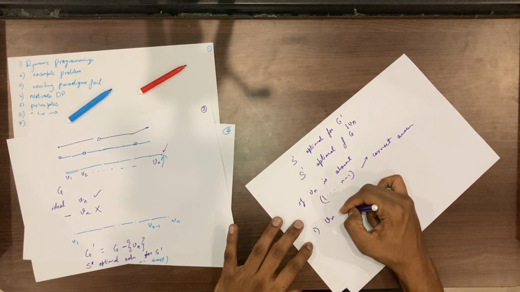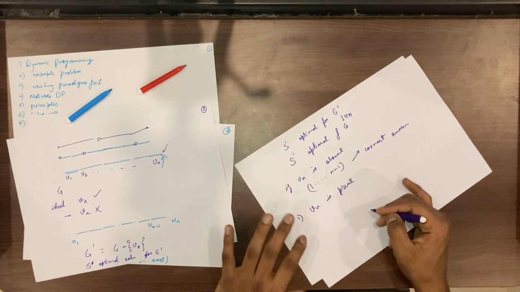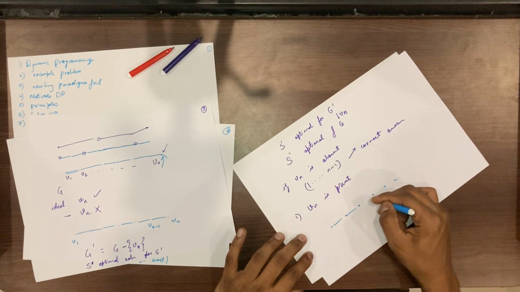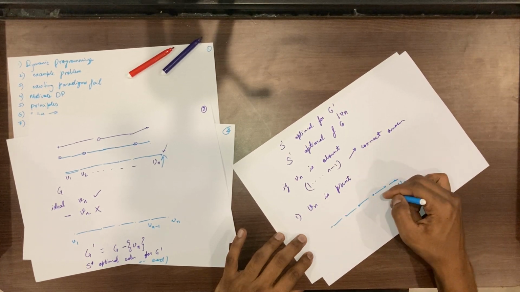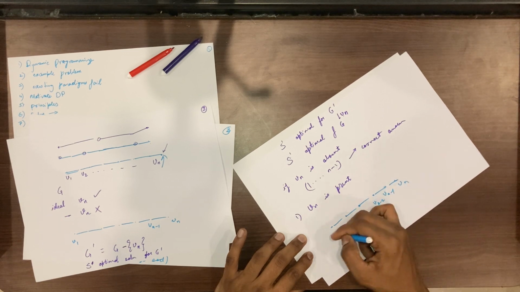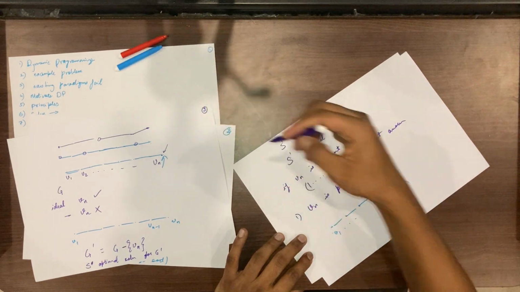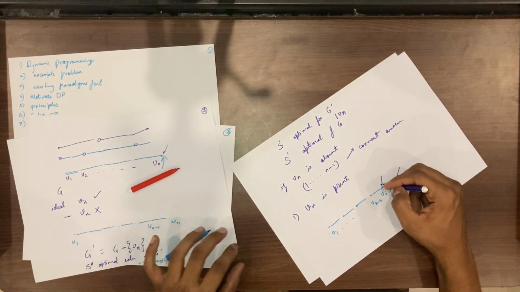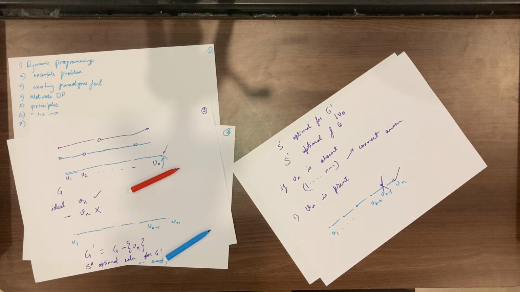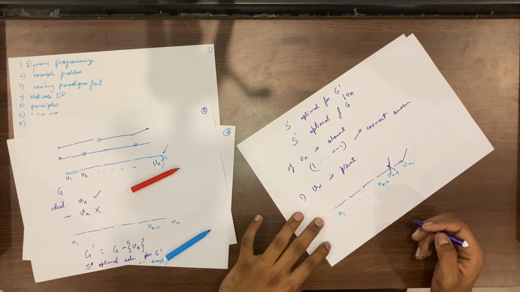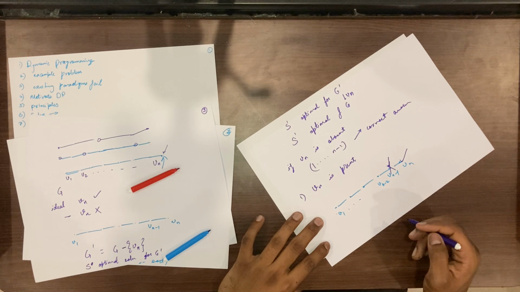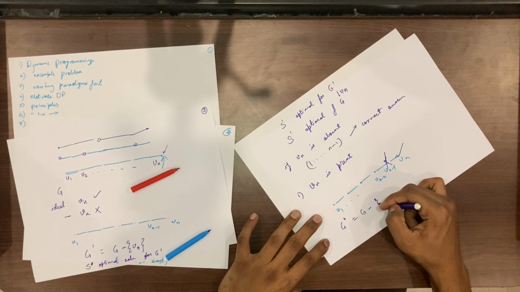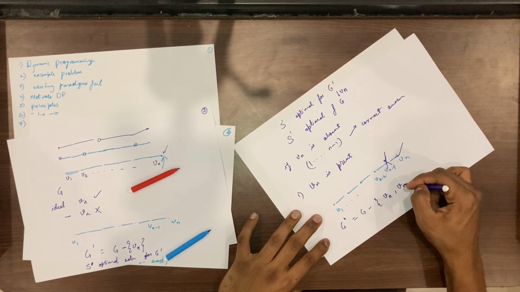Case 2, if Vn is present. Well, in such a case, this is Vn, this is Vn minus 1, this is Vn minus 2, and this is V1. If Vn is going to be present, then Vn minus 1 can definitely not be present, because then those are adjacent vertices, right? And let me define G double prime as G except Vn and Vn minus 1.